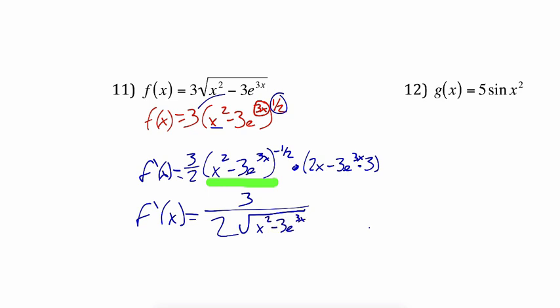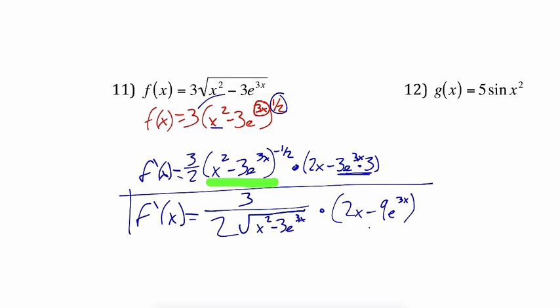Then the other group times, I'm just going to rewrite it a little bit, 2x minus this part right here, 3e to the 3x times 3, let's just make it 9e to the 3x. And that is a pretty solid final answer.